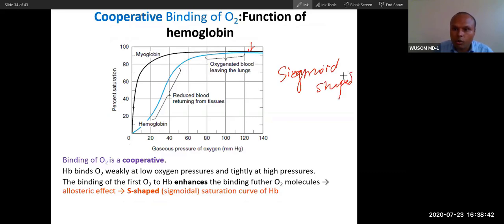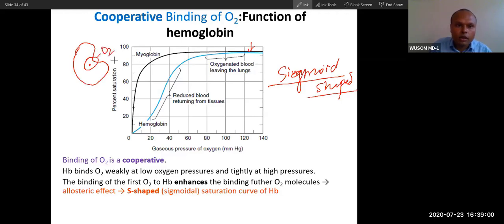Why is this sigmoid shaped? Why not like this, hyperbolic? Because myoglobin has only one protein chain, and with this heme present. So when oxygen comes in contact with myoglobin, there will not be any inhibition in binding.